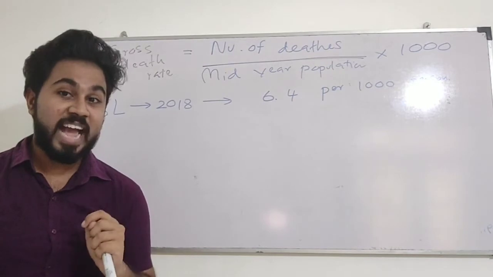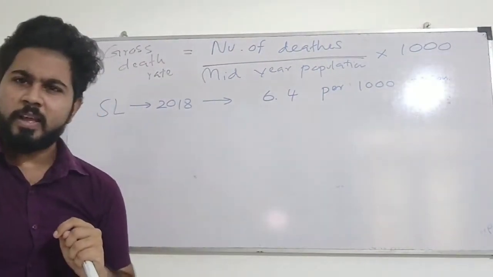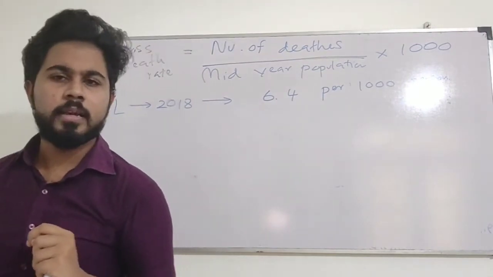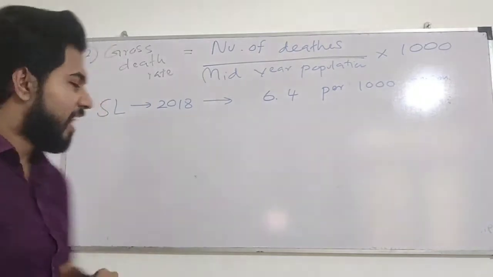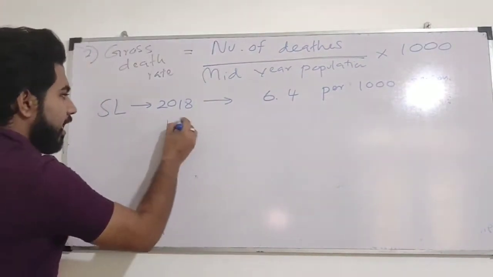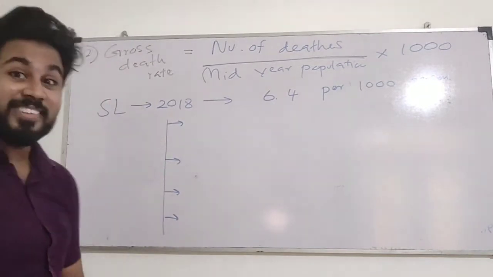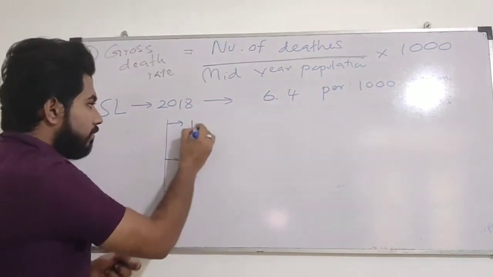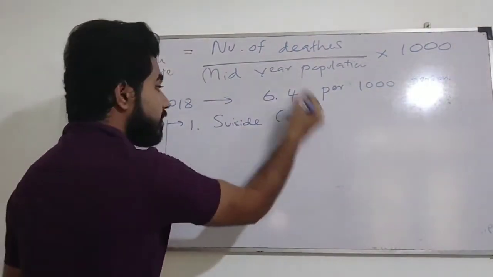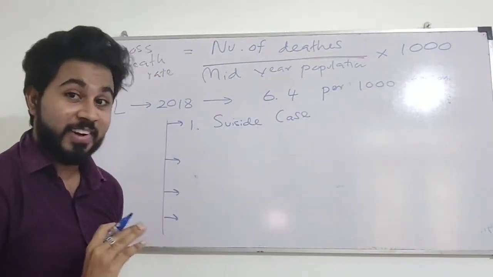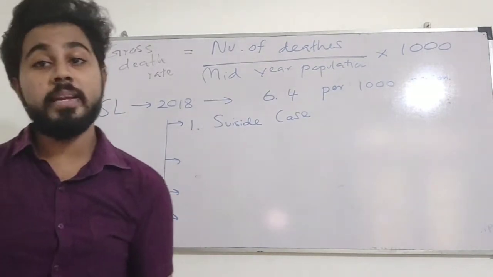Okay, this is called the gross death rate. Now, my question. What kind of factors are affecting the gross death rate? Right, my dear students? There are several factors which affect the gross death rate. One, suicide cases. You know, Sri Lanka is number 1 in the global ranking of suicide cases.